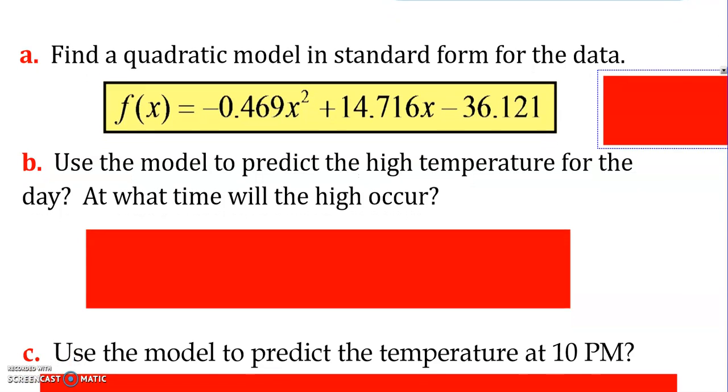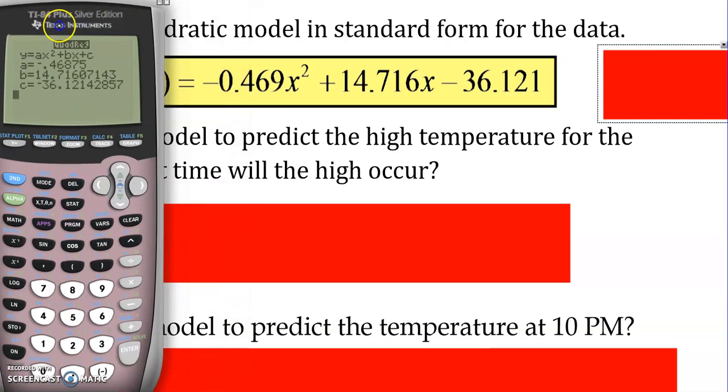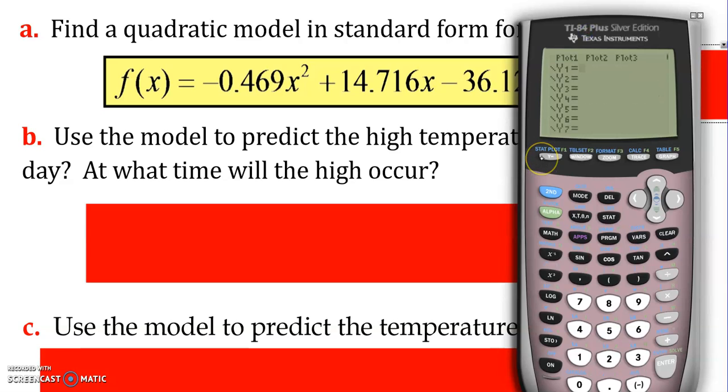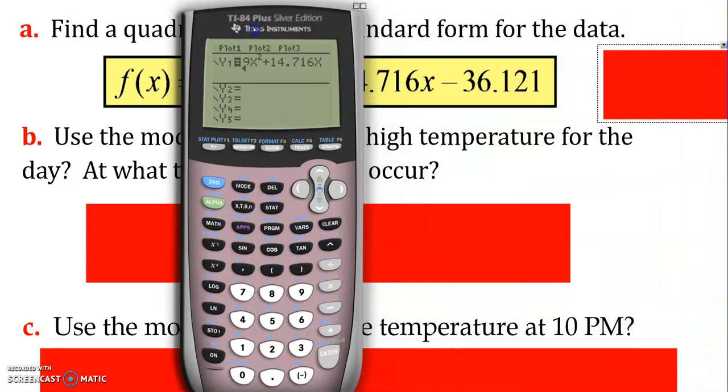Then it's going to say use the model to predict the high temperature for the day. At what time will the high occur? Well, if I know my function, I can go to my y equals menu and I can plug in all these values. So negative 0.469 x squared plus 14.716 x minus 36.121.